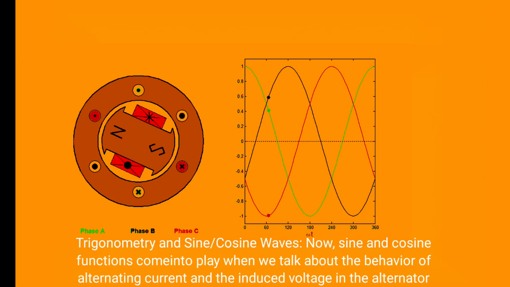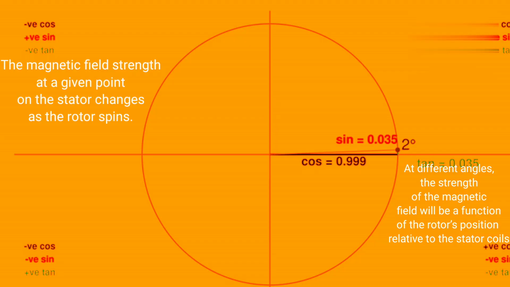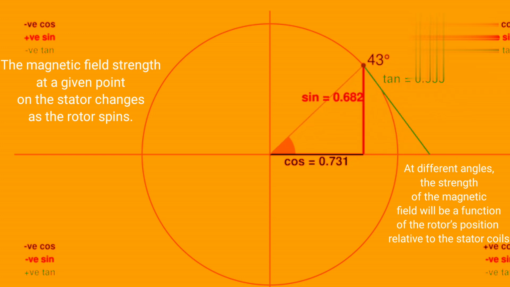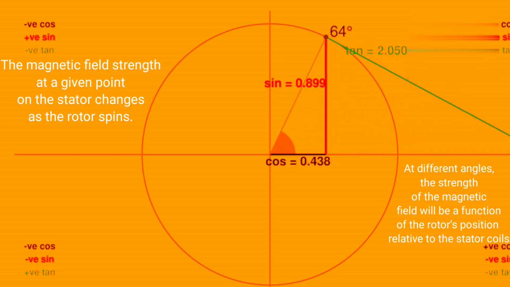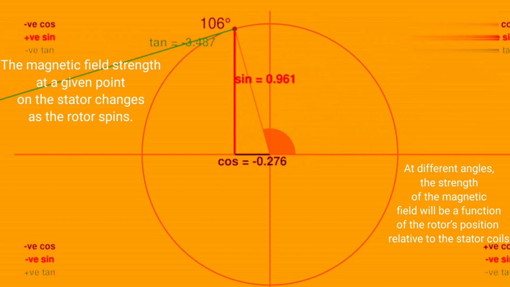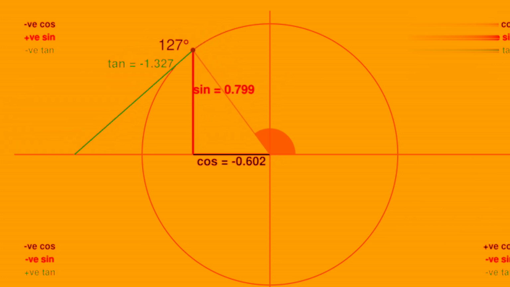Now, sine and cosine functions come into play when we talk about the behavior of alternating current and the induced voltage in the alternator. Magnetic field and rotation. Imagine the rotor rotating around a circle. The magnetic field strength at a given point on the stator changes as the rotor spins. At different angles, the strength of the magnetic field will be a function of the rotor's position relative to the stator coils.